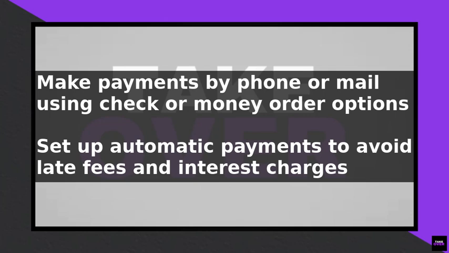In summary, making a payment on your Capital One credit card is a straightforward process that can be done online, by phone, or by mail. By following these steps and setting up automatic payments, you can ensure your payments are made on time and avoid unnecessary fees and charges.